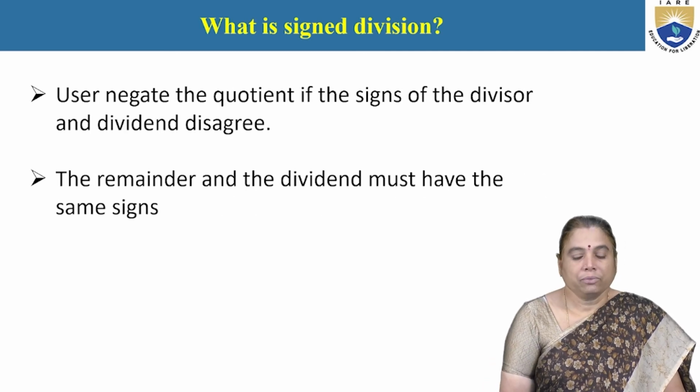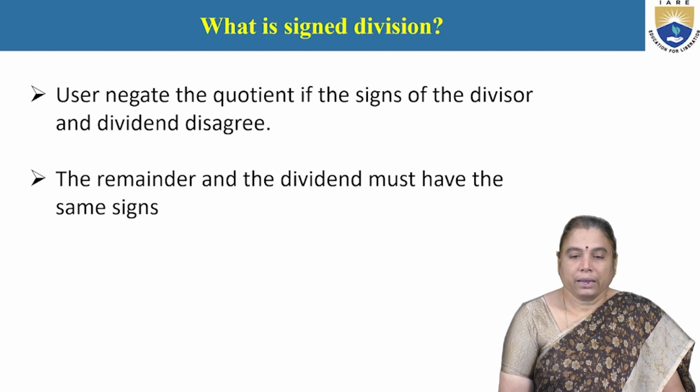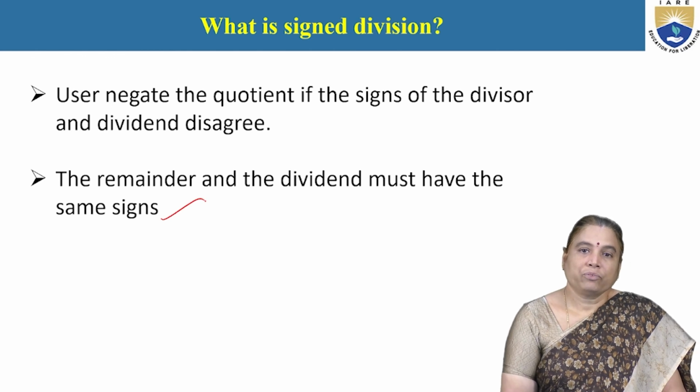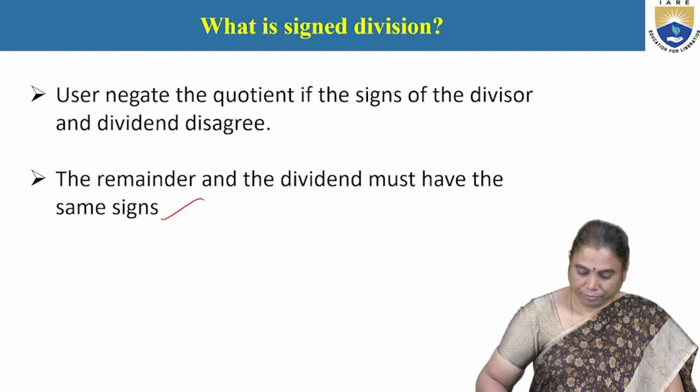What is signed division? The user negates the quotient if the signs of the divisor and dividend disagree. The remainder and the dividend must have the same signs. So before proceeding to the division algorithm, the signs can be compared with the help of an exclusive OR gate to avoid this situation.